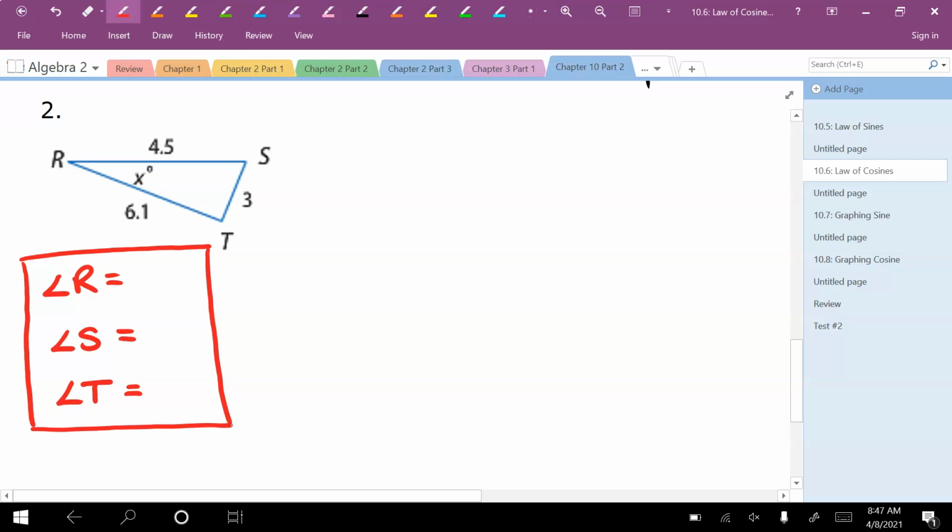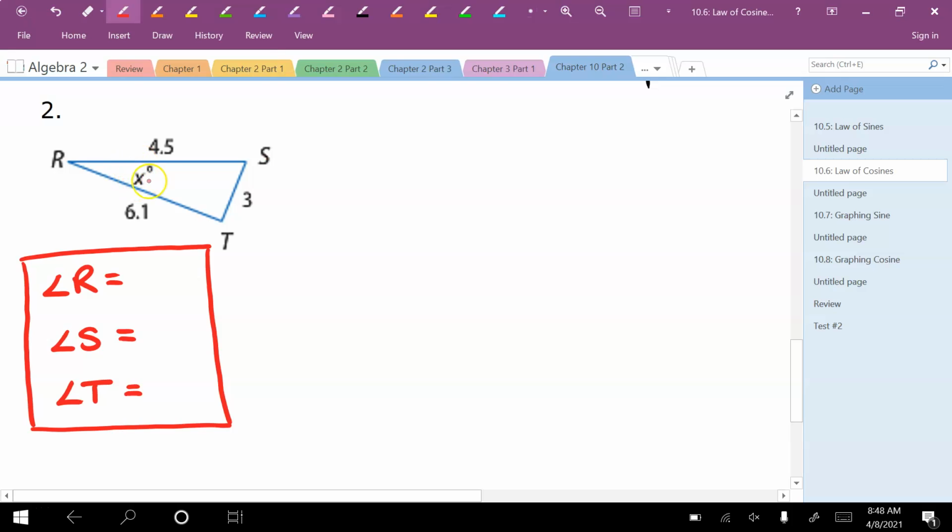If I try to use law of sines, it's not going to work, because I would have like the sine of R over 3 equals the sine of S over 6.1. I have 2 variables there. Because I don't know any of my angles, I can't start by using law of sines, because you'd have 2 missing pieces on all of the fractions. So we have to start by using law of cosines.